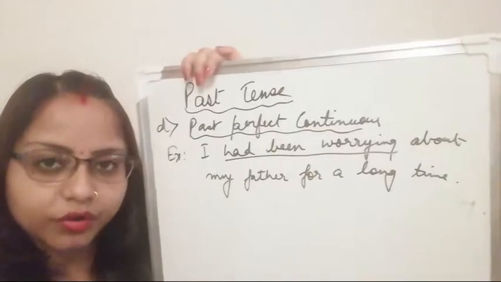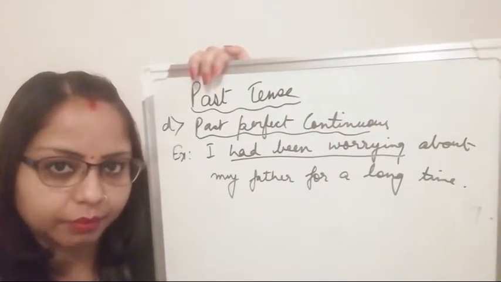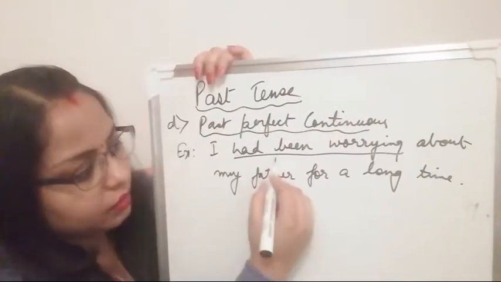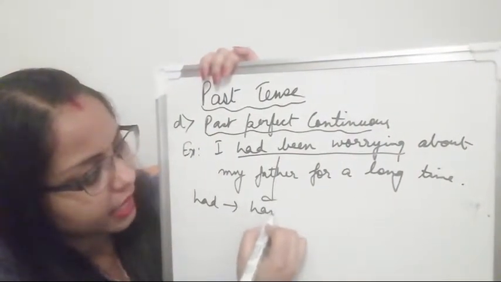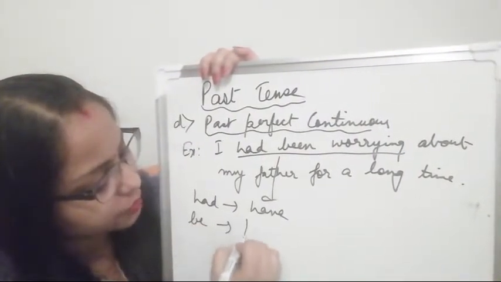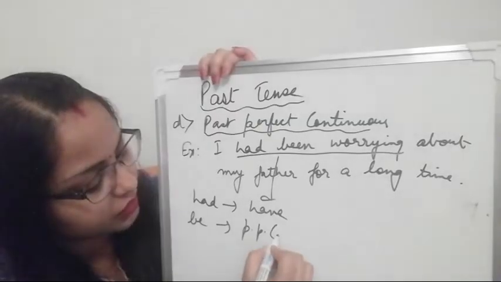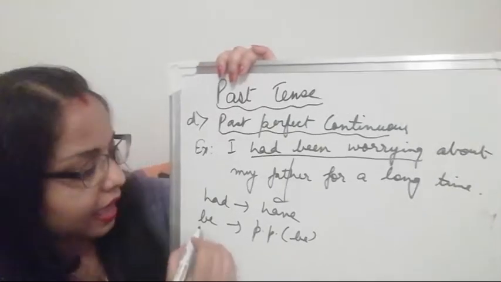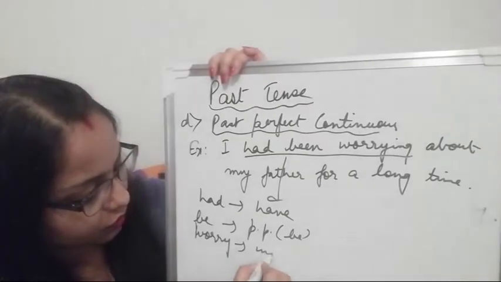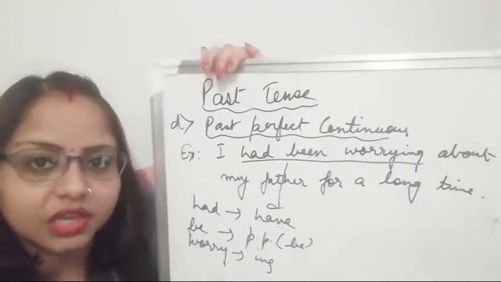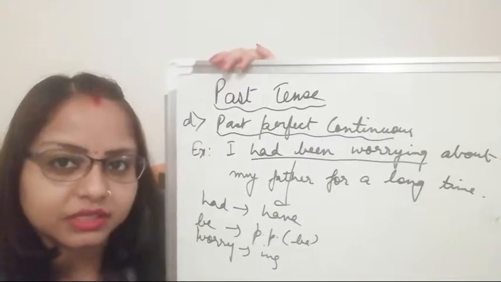I had been worrying about my father for a long time. Had been worrying. Now let's split it. Had is the past tense of the verb have. Be is the past participle of the verb be, and worrying is in ing form, and altogether they give us the past perfect continuous tense.